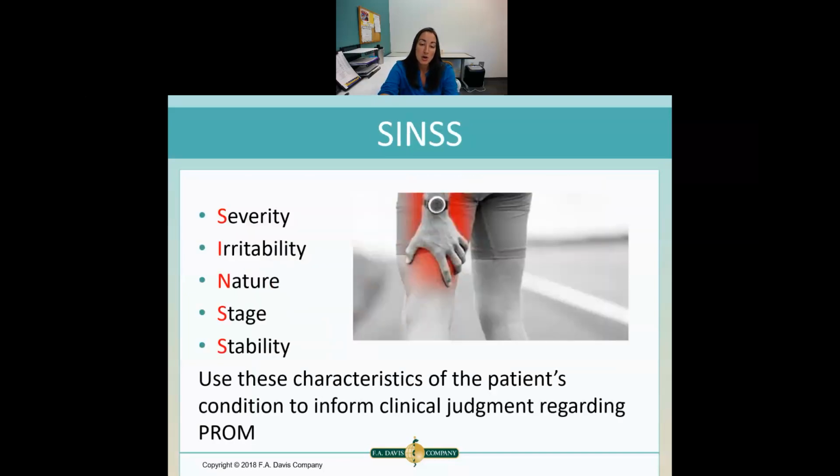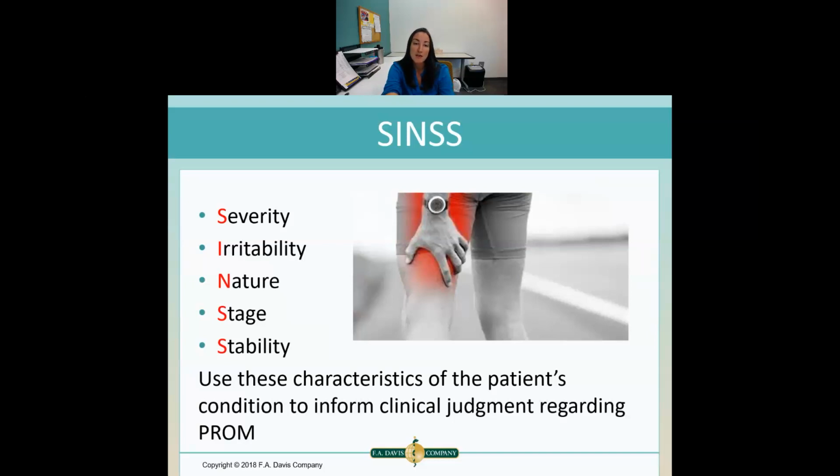All right, these are characteristics of a patient's condition to inform clinical judgment. Basically, these are things that you look at to determine if passive range of motion is a good idea or not. You can remember by SINS: severity of the condition, irritability, how easy it is to irritate or aggravate that muscle.